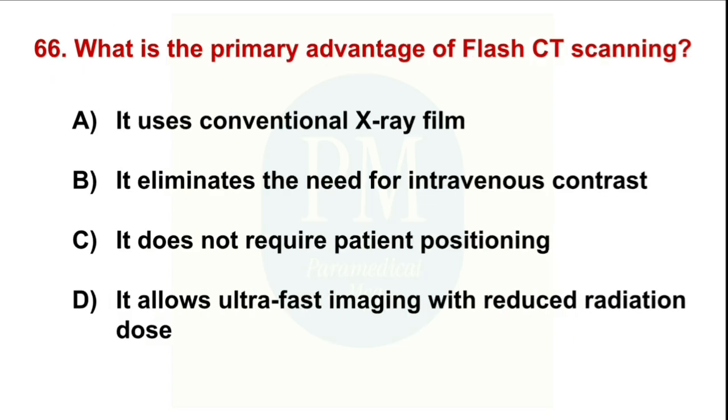What is the primary advantage of flash CT scanning? Option A, it uses conventional X-ray film. Option B, it eliminates the need for intravenous contrast. Option C, it does not require patient positioning. Option D, it allows ultra-fast imaging and reduced radiation dose. The correct option is option D, it allows ultra-fast imaging with reduced radiation dose.